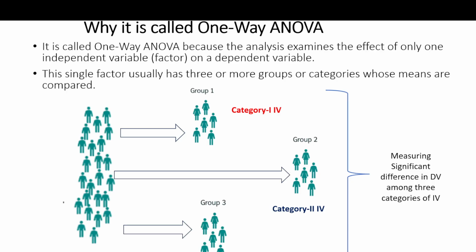Why is it called one-way ANOVA? It is called one-way ANOVA because the analysis examines the effect of only one independent variable on a dependent variable. This single factor usually has three or more groups or categories whose means are compared. As you can see in the diagram, there are three groups of the population that represent three distinct categories of an independent variable, category 1, category 2 and category 3. And by applying one-way ANOVA, we are going to measure a significant difference in the dependent variable among three distinct categories of the independent variable.